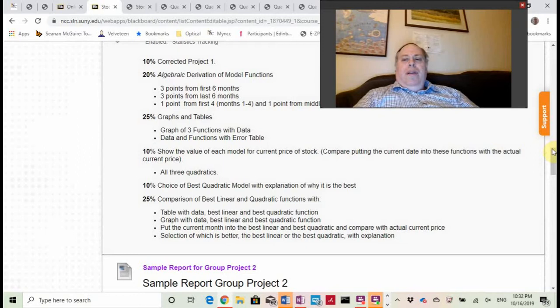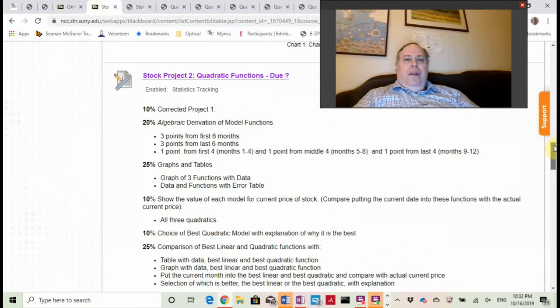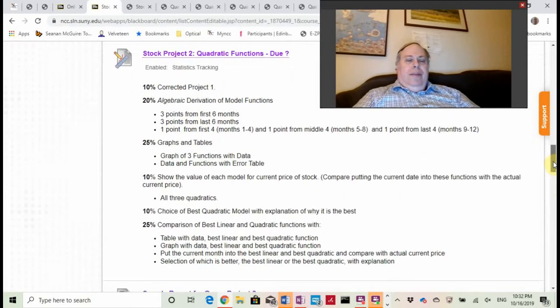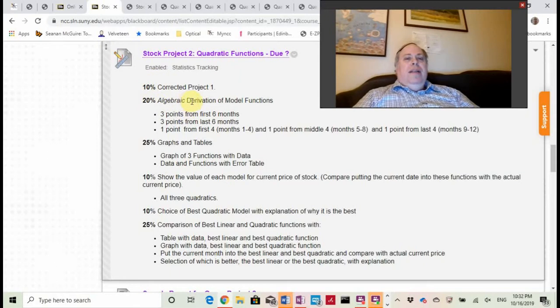Today we're going to talk about how to do Project 2, the Quadratic function stock project. We're going to start with a corrected Project 1. Remember, anything which I took off points for, make sure you fix in Project 1. Then that's the first 10%. The next 20% is to do the algebra of the three model functions.